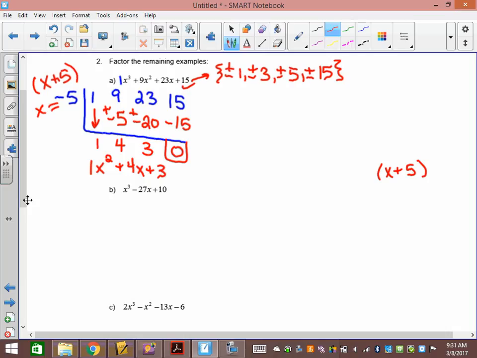So we have x squared plus 4x plus 3. So we can do product sum. What times what equals 1 times 3, which is 3? What plus what equals 4, the middle term?